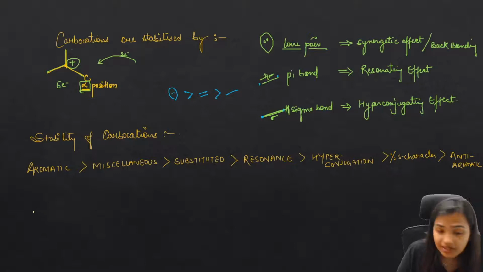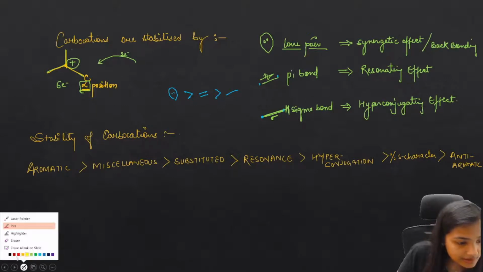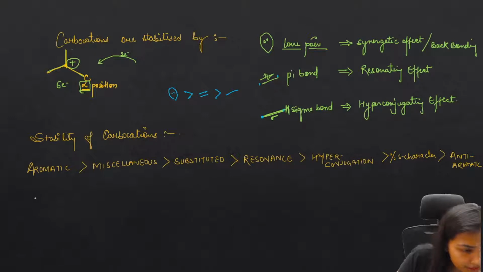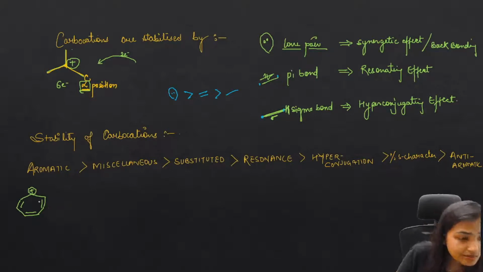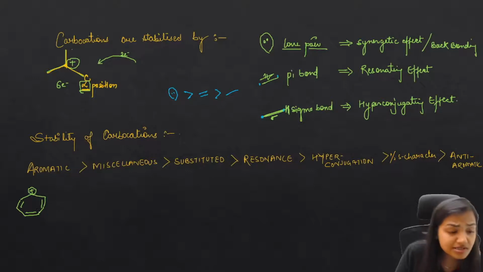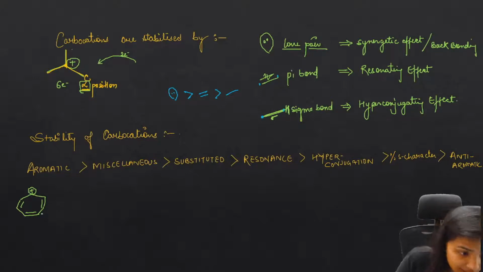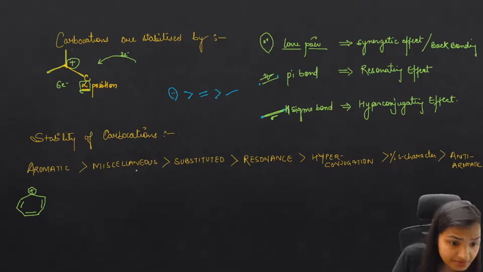Guys, this simply means that if I have a compound like this, it is aromatic. Why is this aromatic? Because this is cyclic, a closed cyclic ring. And this is planar, there is complete delocalization, and it obeys the Huckel rule. So this is an aromatic compound, and because of that, it is said to be highly stable in nature.